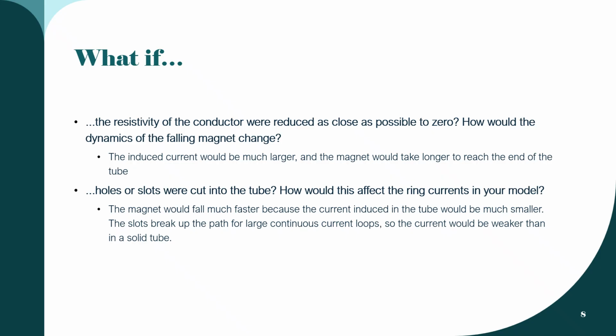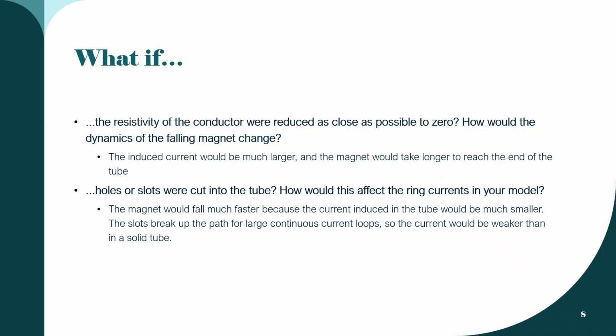What if the resistivity of the conductor were reduced as close as possible to 0? How would the dynamics of the falling magnet change? The induced current would be much larger, so the magnet would take longer to reach the end of the tube because you'd have more force from the current pushing on the magnet.